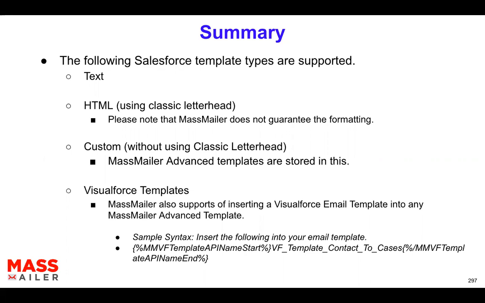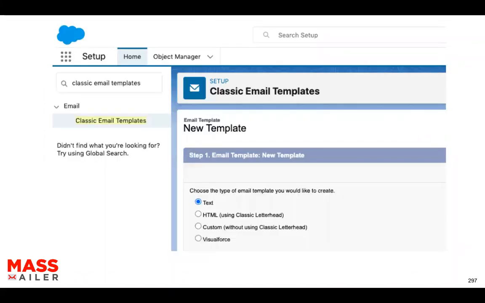Just search for how to embed the child record data into MassMailer templates. You will basically find it. That's the fourth type, the Visualforce templates. And again, if you're not familiar with the UI or the navigation, I'm going to show it to you shortly, where you actually find this.